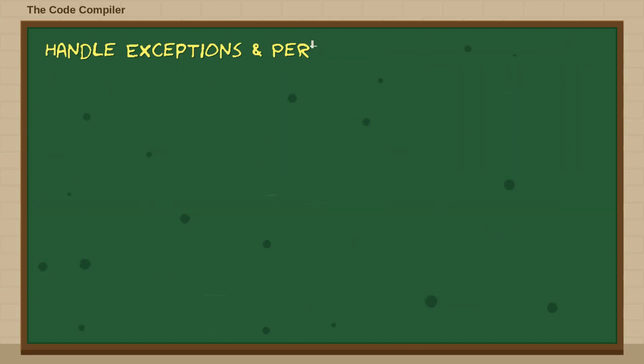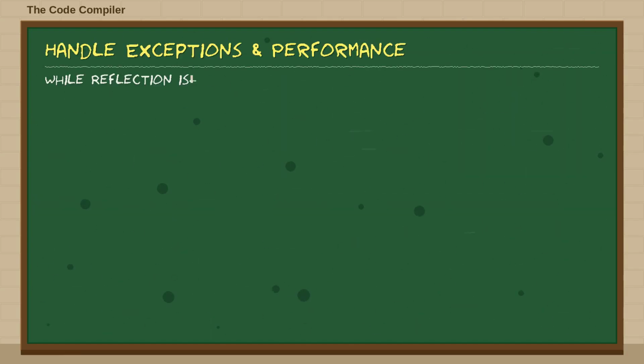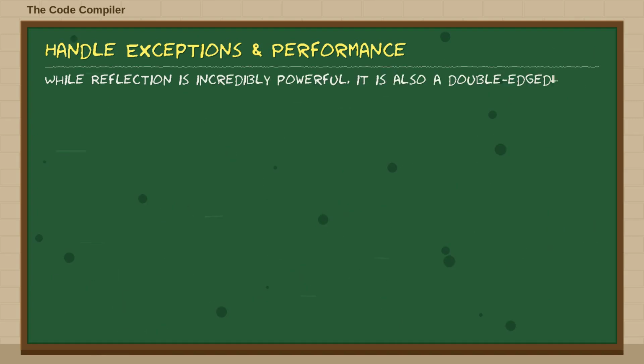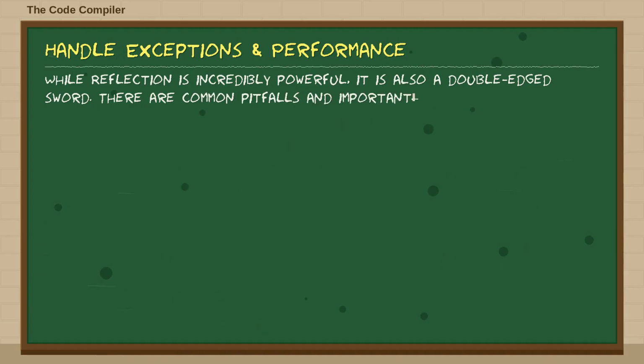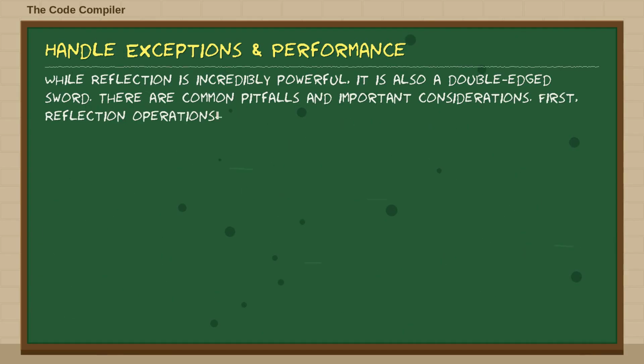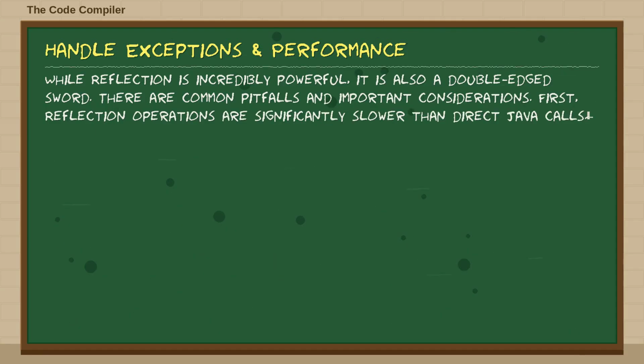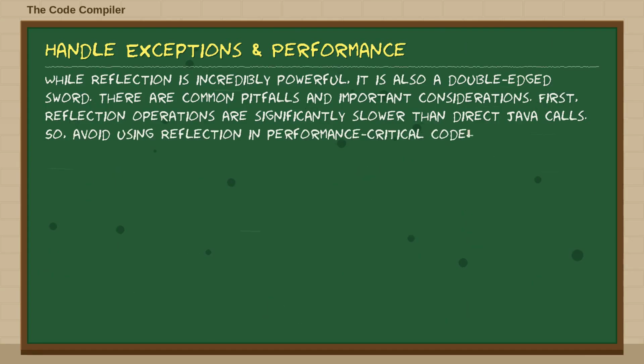While reflection is incredibly powerful, it is also a double-edged sword. There are common pitfalls and important considerations. First, reflection operations are significantly slower than direct Java calls. So, avoid using reflection in performance-critical code if there is a direct alternative.